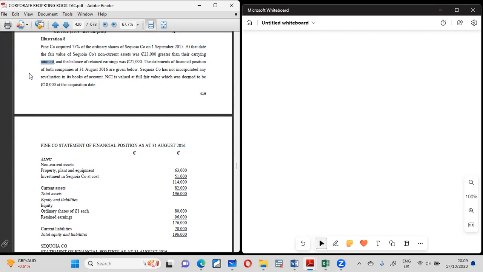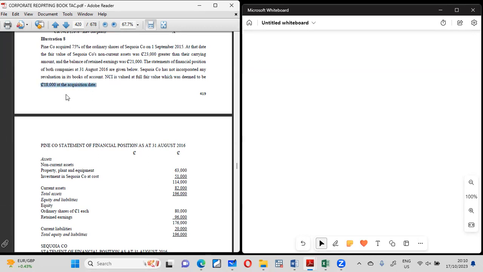So I'll show you how you do it. It's greater than the carrying amount. Then it means that they use the carrying amount and the fair value is greater than the carrying amount. And the balance on the retained earnings as at that day was 21,000. The statement of financial position that ends 31st August 2016 is what we have below. It says that the company has not incorporated any revaluation surplus in the books. NCI is valued at full fair value method, which is deemed to be 18,000 at the acquisition date.